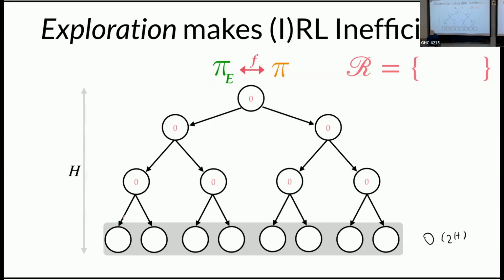Okay, so for the particular version of this problem, I'm going to say that our class of reward functions, our big R here, is just going to be a set of indicators at leaf nodes.